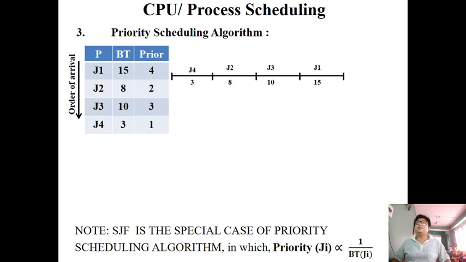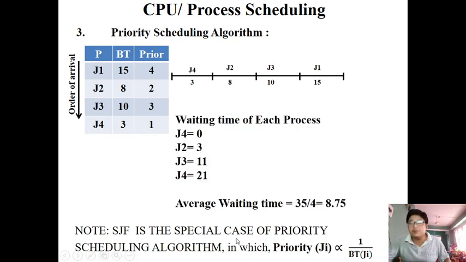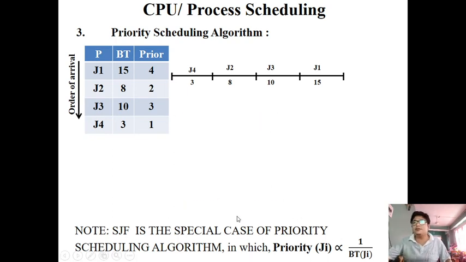You can consider a relation something similar to this: priority is inversely proportional to the burst time. So the lower the burst time, the higher the priority. You can consider it that way. So let us come back to the priority scheduling algorithm.